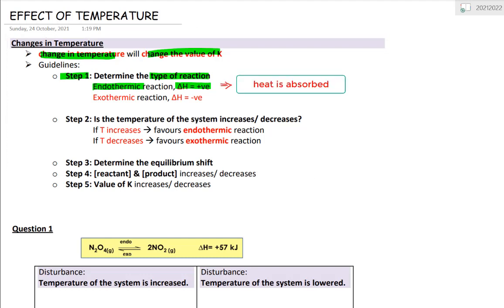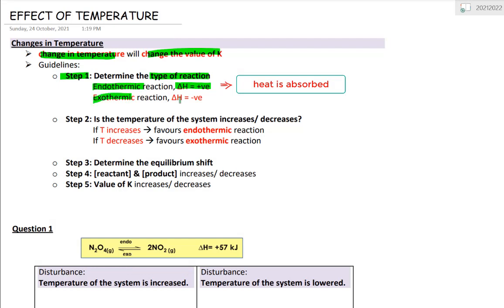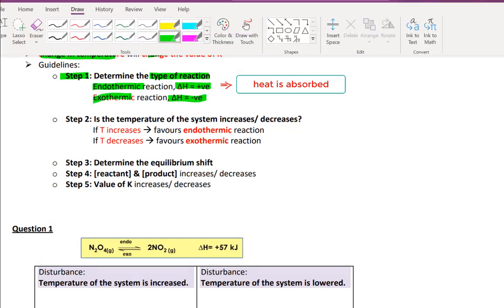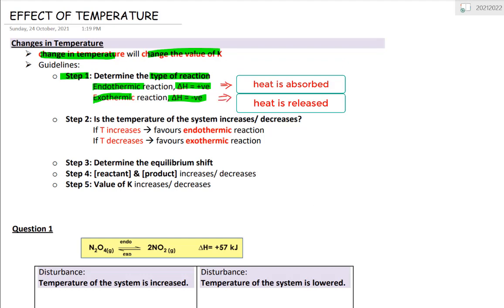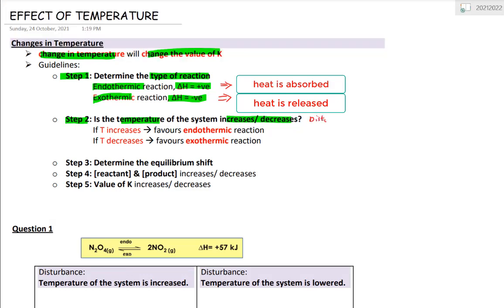It means that the system will absorb heat. Another type of reaction is exothermic. For an exothermic reaction, delta H has a negative value, and the heat is released. So, endothermic: heat is absorbed and you have a positive delta H value. Exothermic: heat is released and we have a negative delta H value. The second step is whether the temperature of the system increases or decreases. This is your disturbance.